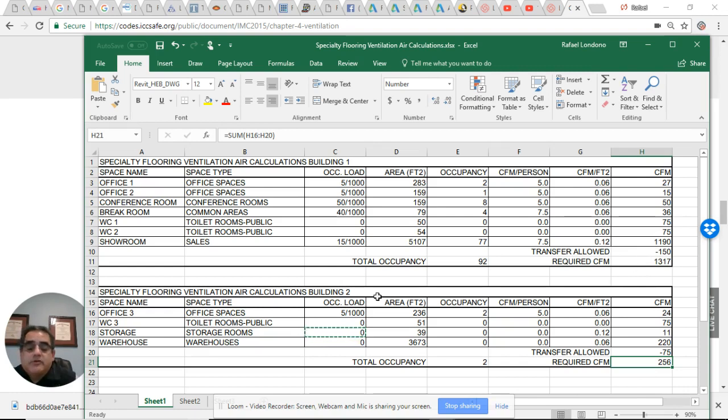I'm going to print this because I'm going to need that. I'm going to move to another program where we actually calculate the air conditioning loads. So I'm going to save this and print it, and I'm going to stop this video right here.